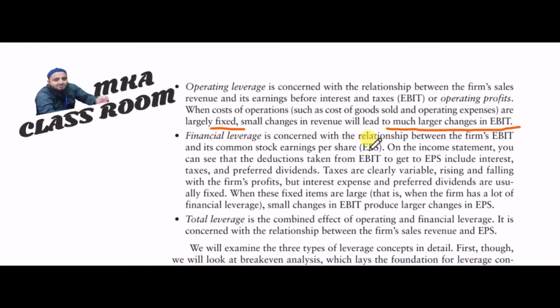Financial leverage is concerned with the relationship between the firm's EBIT and its common stock earnings per share. On the income statement, you can see that the deductions taken from EBIT to get EPS include interest, taxes, and preferred dividends. Taxes are clearly variable, rising and falling with the firm's profit, but interest expenses and preferred dividends are usually fixed. When these fixed items are large, that is when the firm has a lot of financial leverage, a small change in EBIT produces a large change in EPS. So that is the financial leverage.